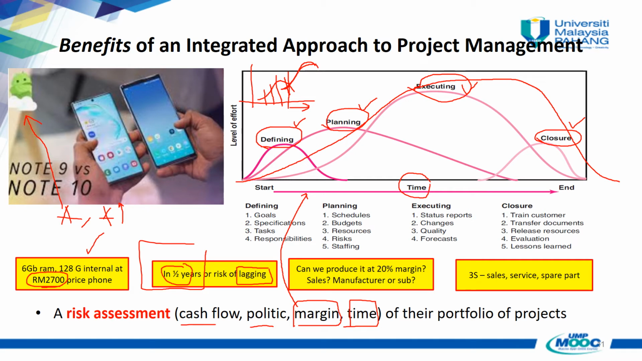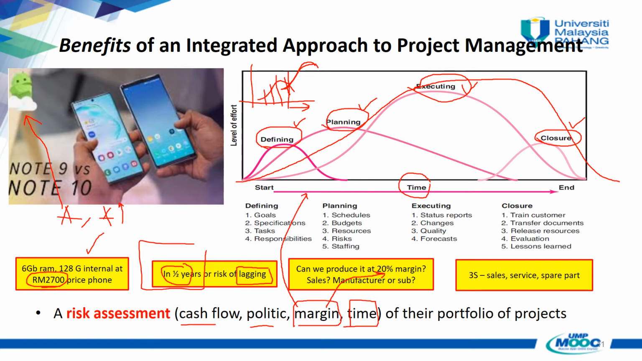Alright, and because of this half-year limitation, they will squeeze our margin. Can we produce it at a 20% margin? This is the question that we will be asking the sales team, the manufacturer team, the subcon team. Can you supply us a product, a component, so that we can produce it at least at a 20% margin?